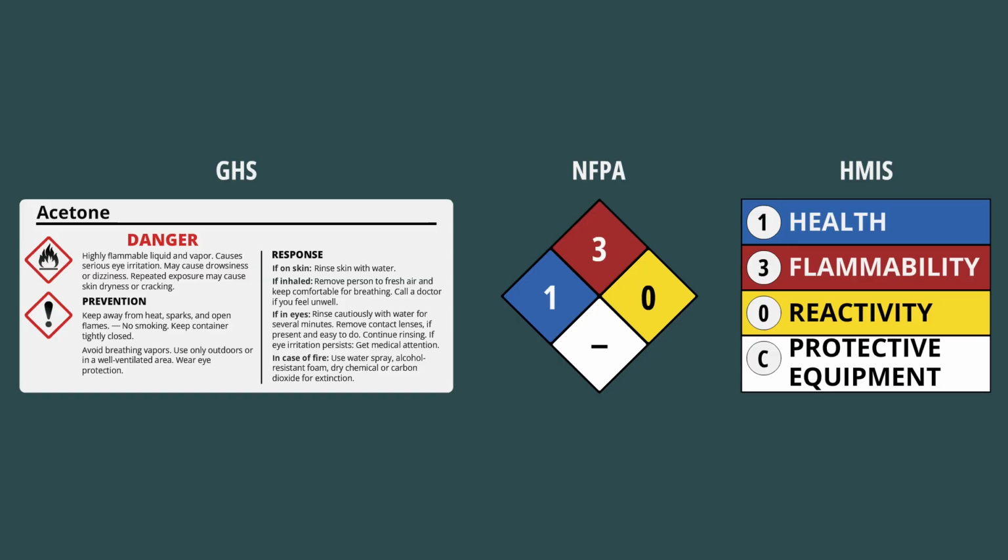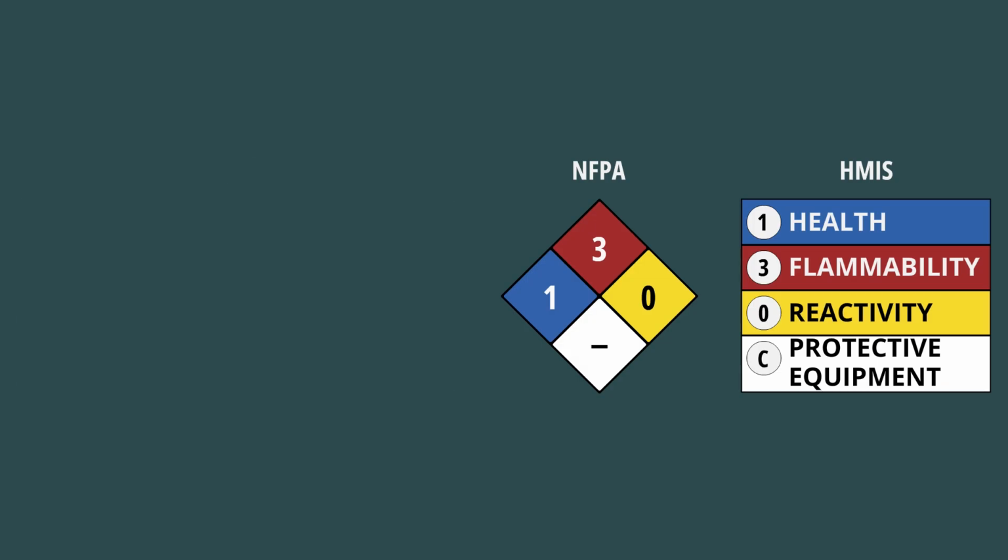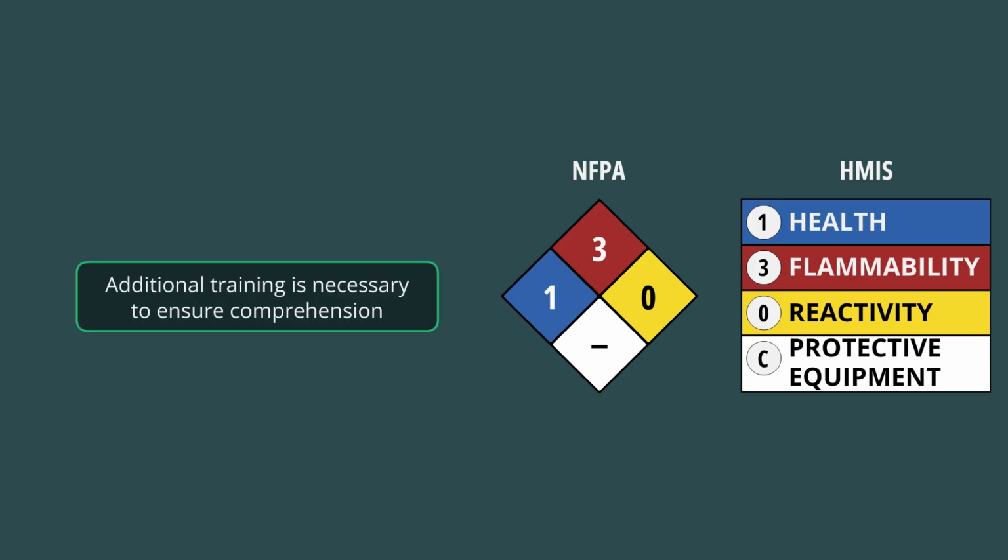Remember, employee awareness is an important part of hazard communication. If shipped containers and workplace containers have different labeling systems, you must ensure that employees understand all the hazards associated with a chemical. If you use a workplace labeling system that differs from the GHS, additional training is necessary to ensure comprehension.